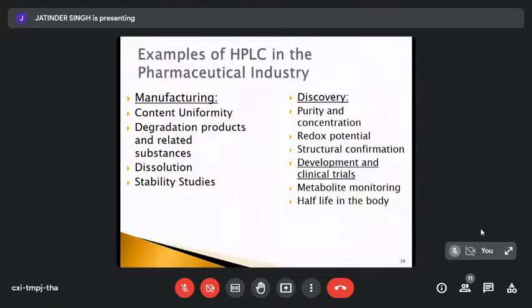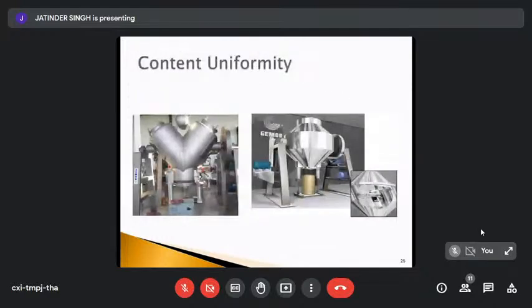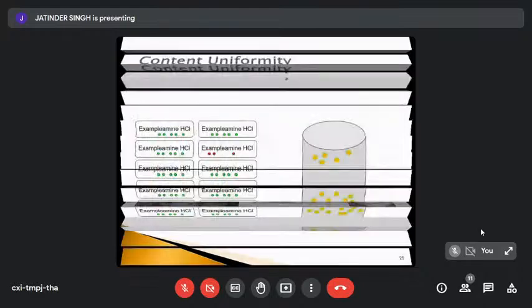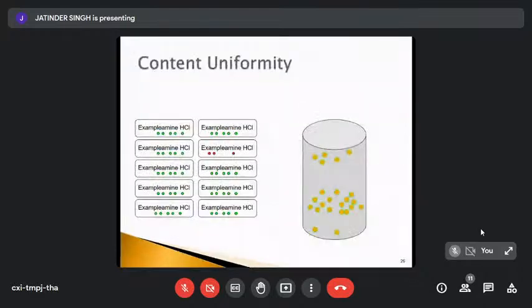And in drug discovery, like purity and concentration, redox potential, sometimes we can confirm the structure, and metabolite and half-life in the body. This is how we can see the content uniformity of a drug, even if there is a little bit of impurity.